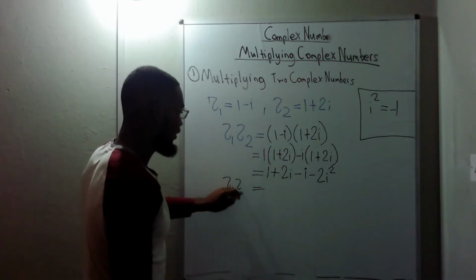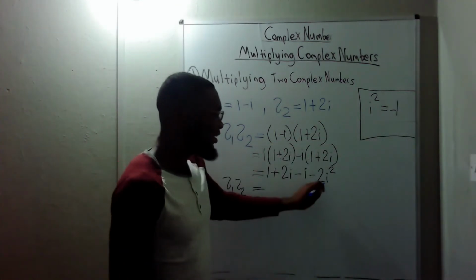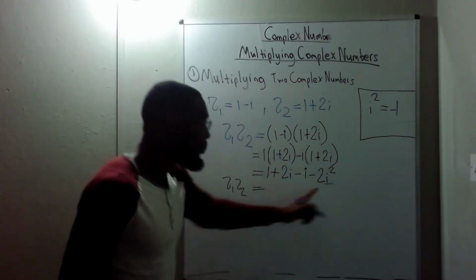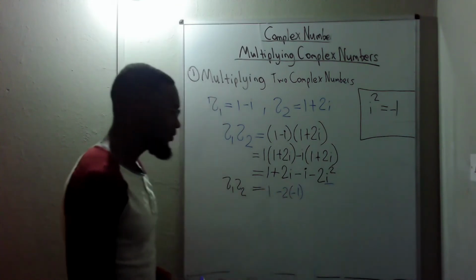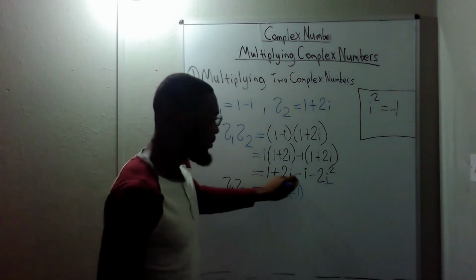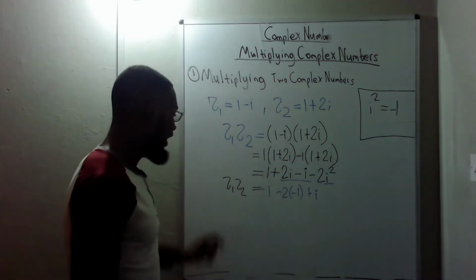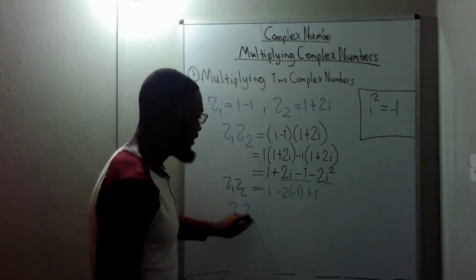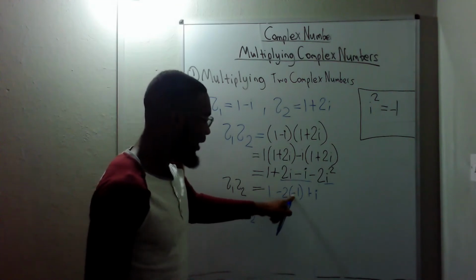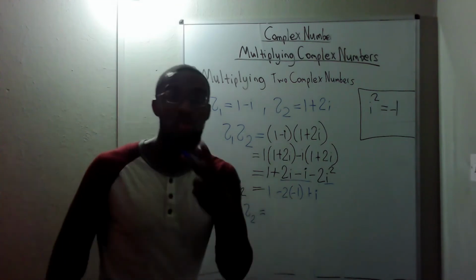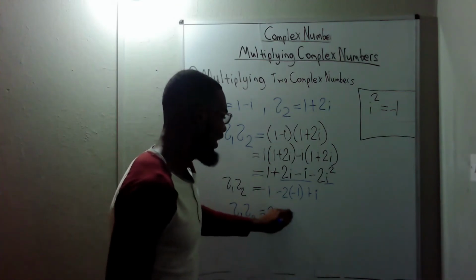Lovely. But remember, i squared is what? i squared is negative 1. So grouping up the numbers together, this is 1 minus 2 times negative 1. And then the imaginary parts together, 2i minus i, that's just i. And so z1 times z2 is equal to 1 minus 2 times minus 1. Minus 2 times minus 1 is 2. 1 plus 2 is 3. So this works out to be 3 plus i.